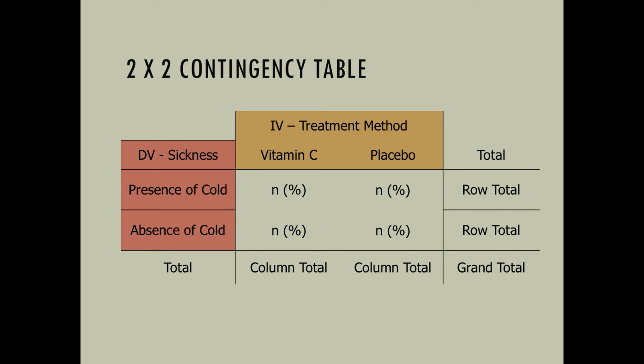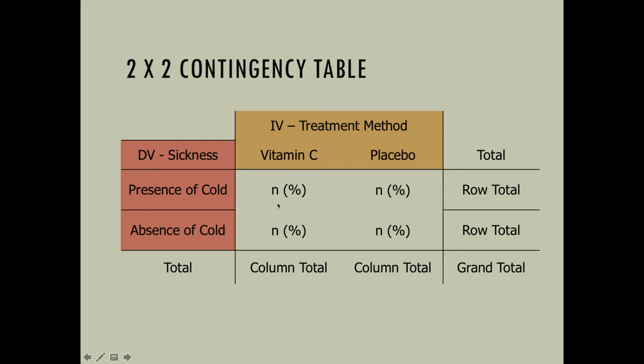Another way you'll often be presented the data for a chi-square is in this 2x2 contingency table. So here you have the IV across the top, and you have the DV in the 2 rows. So here we're asking if sickness, so getting sick, yes or no, differs by taking vitamin C or a placebo.